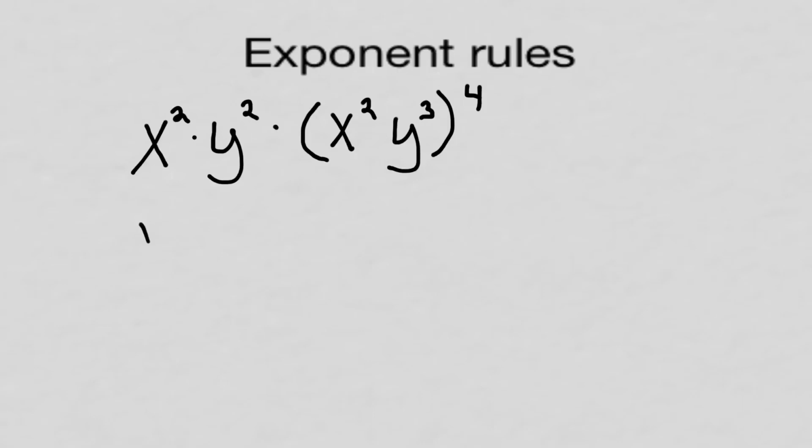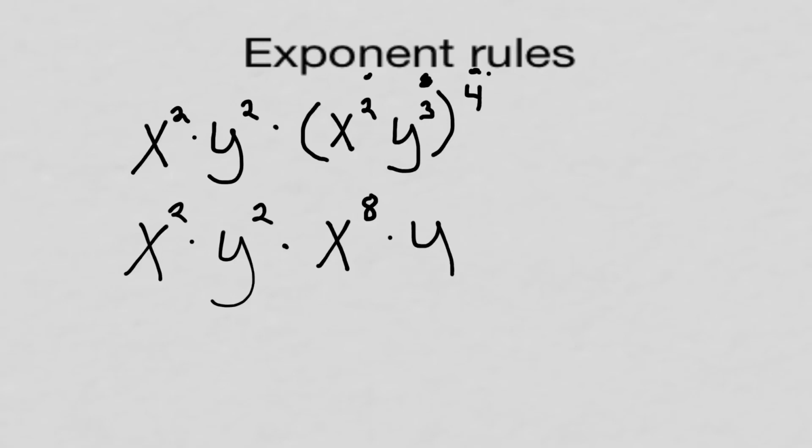All right, I'm going to bring down this x squared times the y squared times, all right, I've got on this side x to the 2nd power, y to the 3rd power, and on that side of parentheses, I've got all this to the 4th power. So I know I need to multiply it. 2 times 4 is going to give me x to the 8th, right? Y to the 3rd to the 4th power is going to give me y to the 12th.